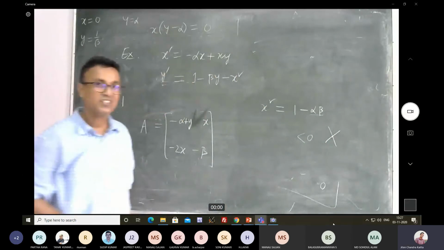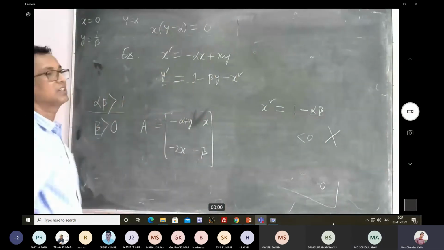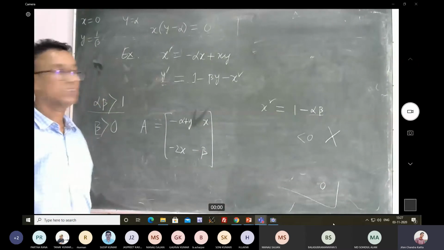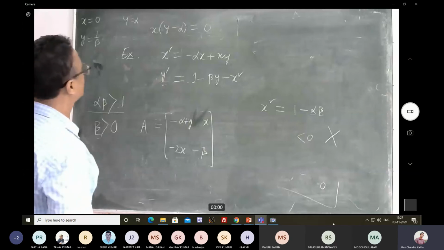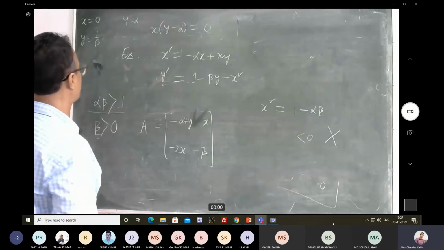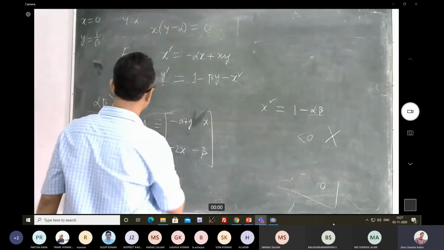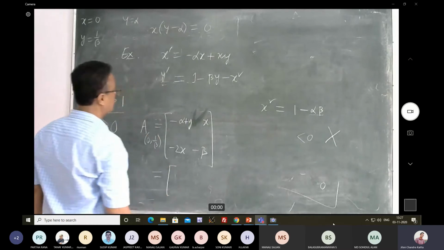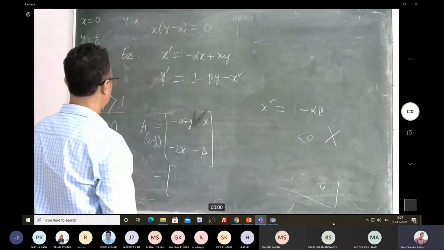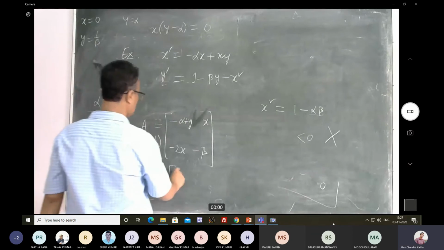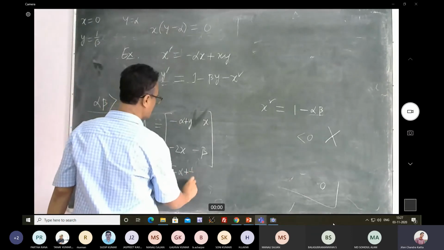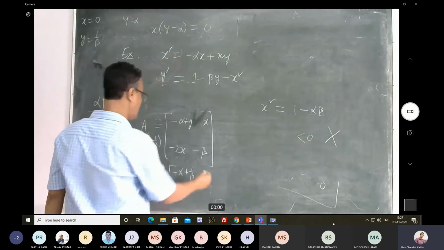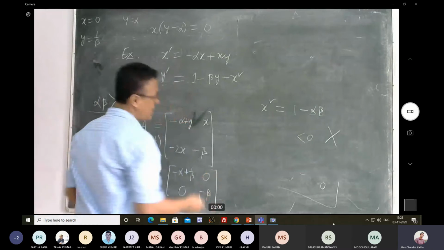Yes, sir. Because I have been given that alpha beta is strictly greater than 1. So that is why this system has a unique critical point, and that is given by 0 and 1 by beta. 0, 1 by beta. Okay. So now at 0, 1 by beta, this is what happens. Minus alpha plus 1 by beta. So this is 0, 0.